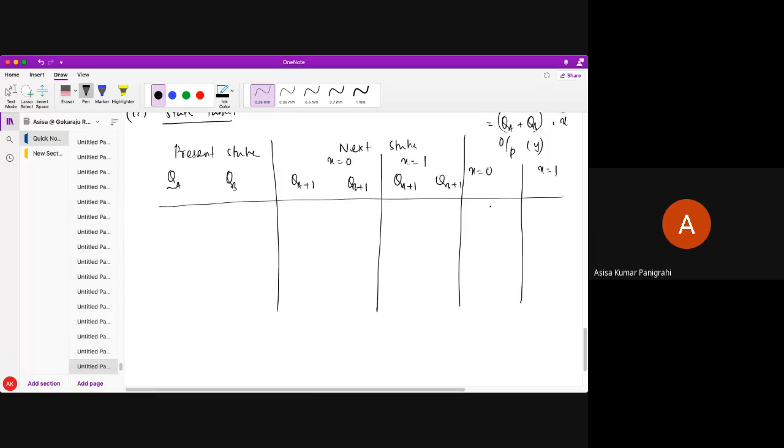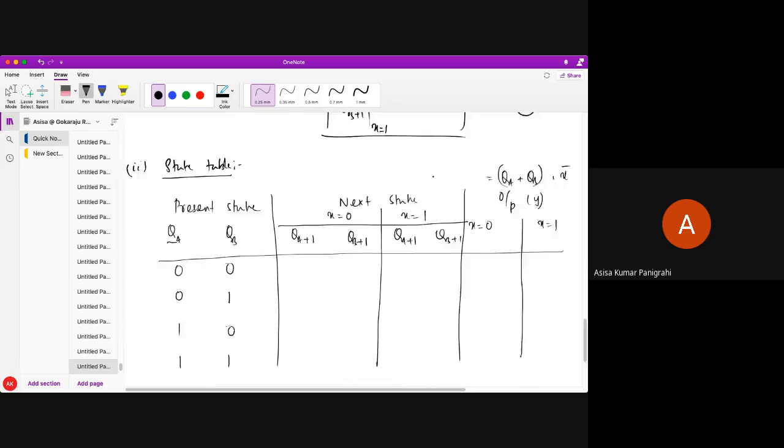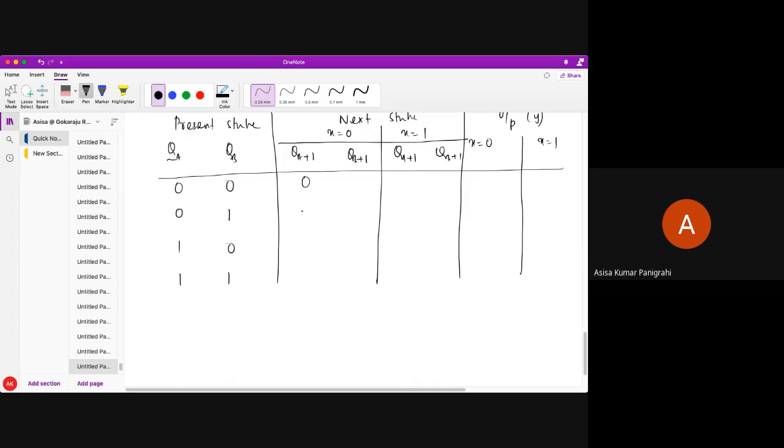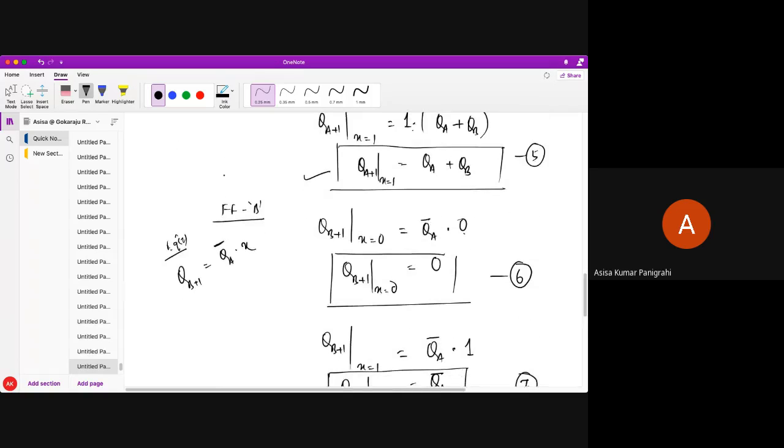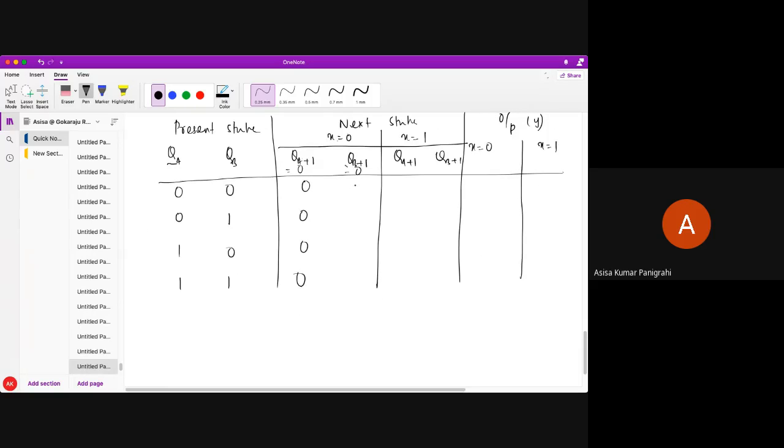Okay, so here what is my present state? My present state is either 00, 01, 10, or 11. For that, for x equal to 0, I have next state QA plus 1. QA plus 1 is what actually? For x equal to 0 it is always 0. That's why I will put all zeros over here, because QA plus 1 at x equal to 0 is 0. Similarly, QB plus 1 at x equal to 0 is what? 0 only. So I will put all zeros. Are you understanding, students? Very simple.